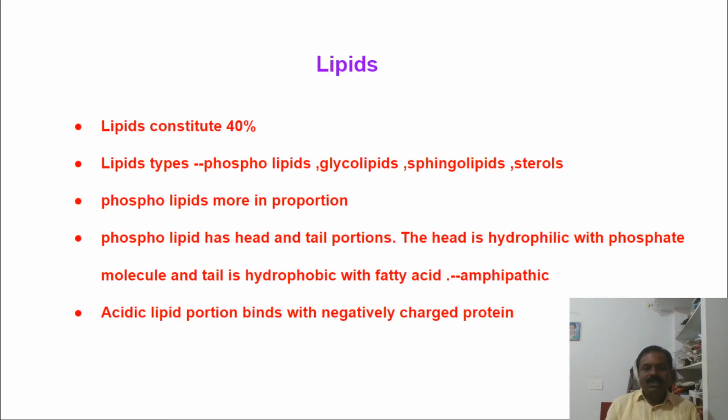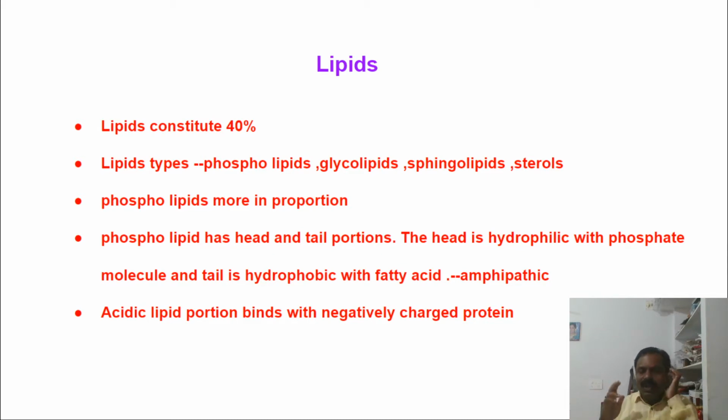So lipids range about 40% when we compare to the carbohydrates and proteins. This lipids occupies 40%. The remaining 60% is proteins and carbohydrates.